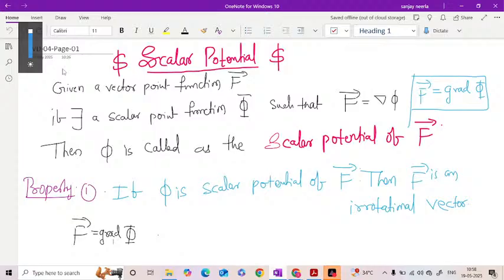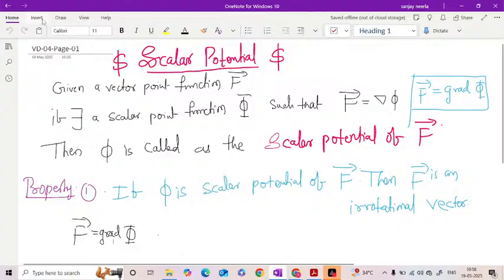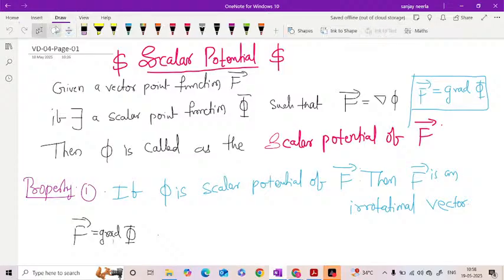So scalar potential field. So what is the definition of it? Before going to the next topic, I will give a brief idea of the scalar potential field. What is the scalar potential field? Suppose for a given vector point function f, there exists a scalar point function pi such that f is equal to del pi, or f is equal to gradient pi. Then this pi is called the scalar potential field of the given vector field f.